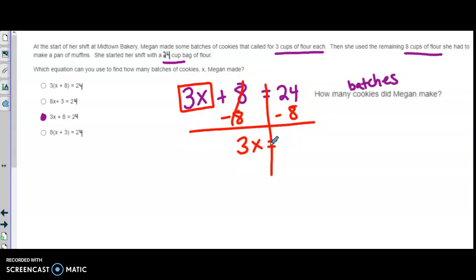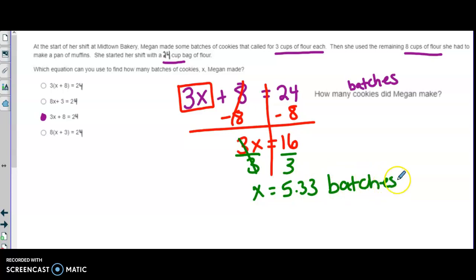And 24 minus 8 is 16. And then, oh, this is not what I thought it was going to be. And then we would divide each side by 3. Which in this case gives us a decimal because I meant to make that 26, not 24. But anyways, so I got a decimal. X equals, she made about 5.33 batches of cookies. Now yours is not going to end up as a decimal. That was a bad example for me.